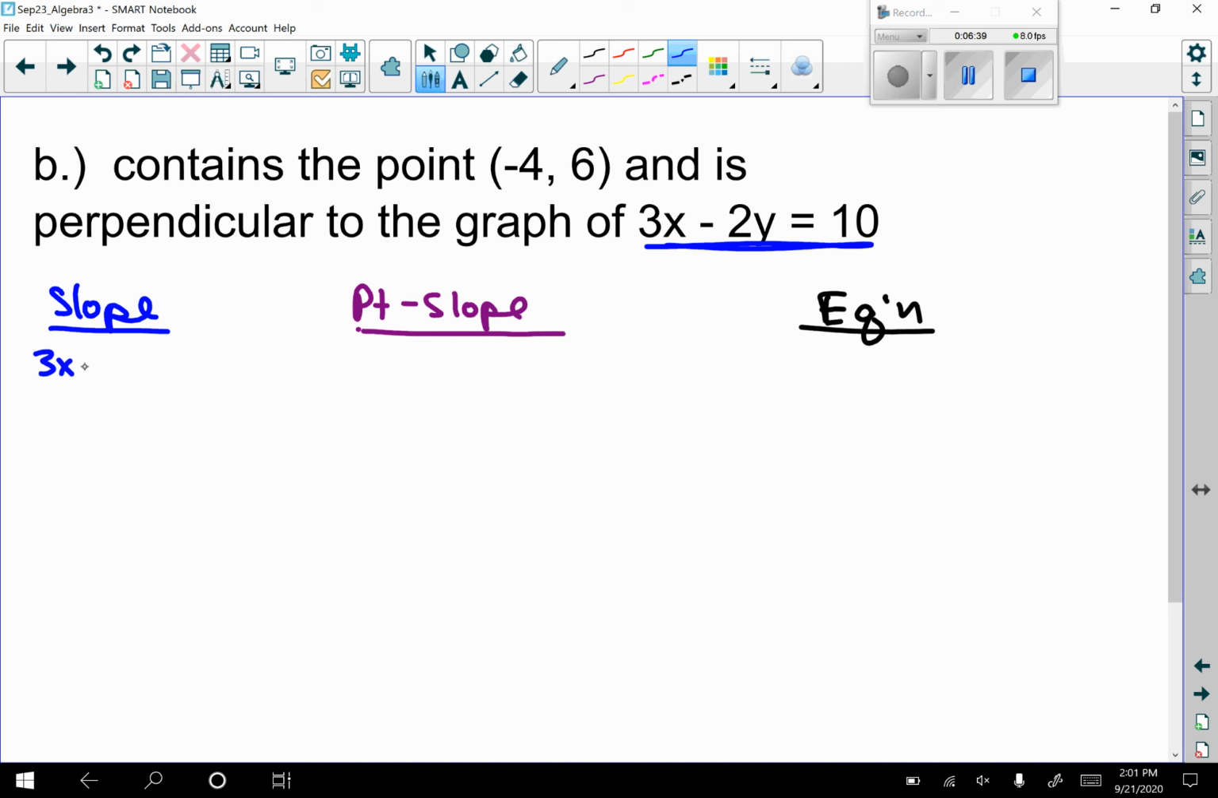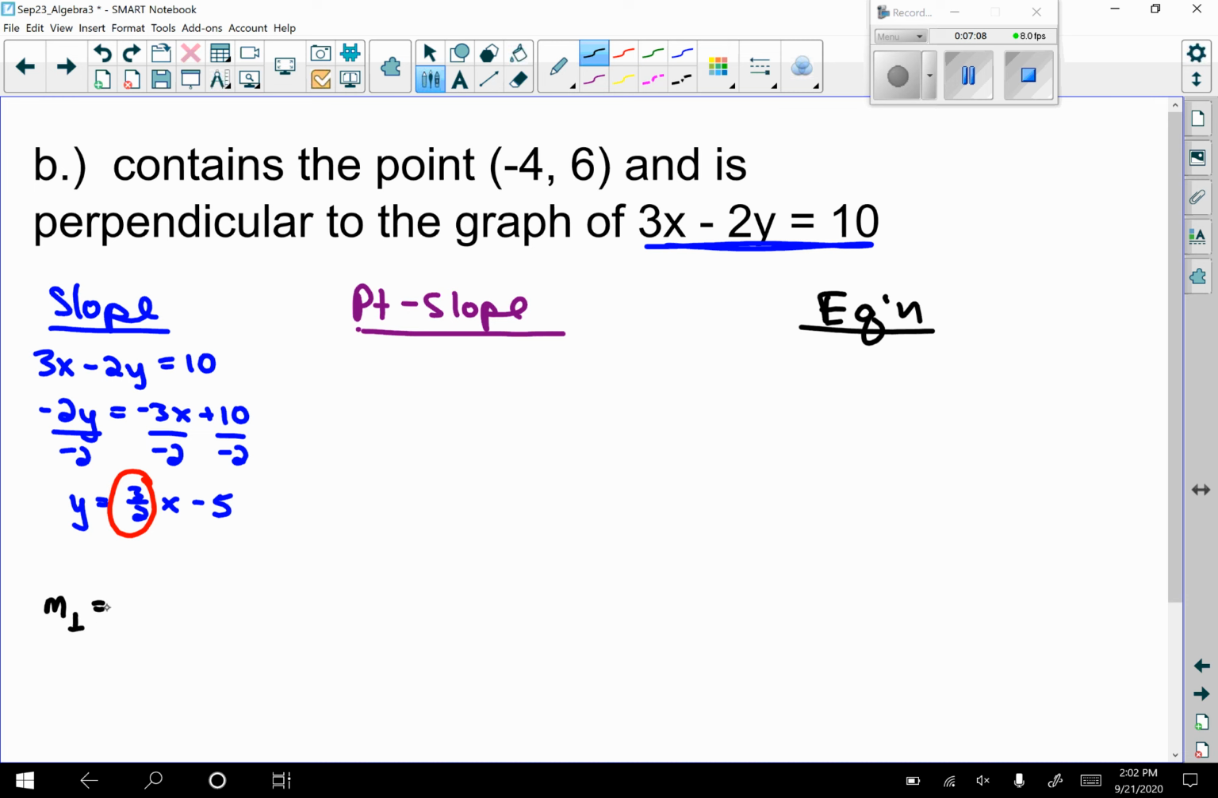So what I'm going to do is take 3x minus 2y equals 10. I don't know the slope right now. I'm going to put it in slope-intercept form. I'm going to subtract 3x, so we're going to get negative 2y equals negative 3x plus 10. Divide everything up here by negative 2. So y is going to equal 3/2 x. Negative divided by negative is a positive. 10 divided by negative 2 is minus 5. All right, so this is the slope of this line. Our line is perpendicular to it. So the slope of a perpendicular line is going to be the opposite, so a negative reciprocal, so a negative 2/3.